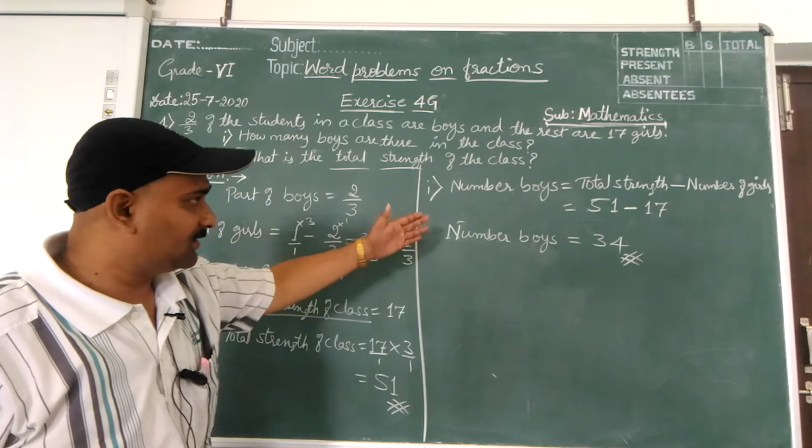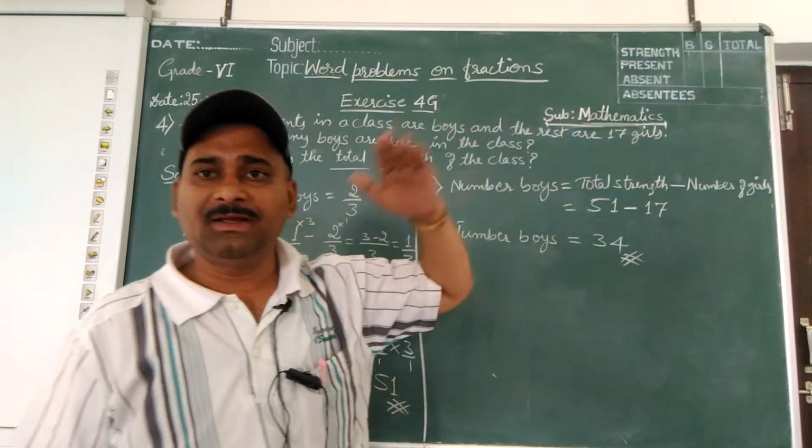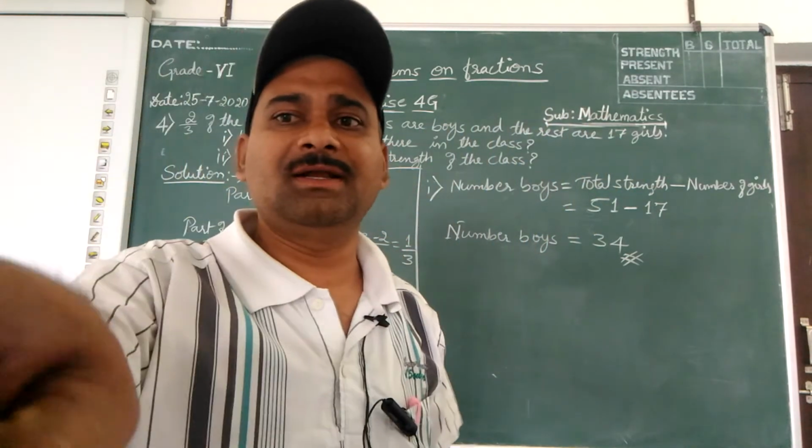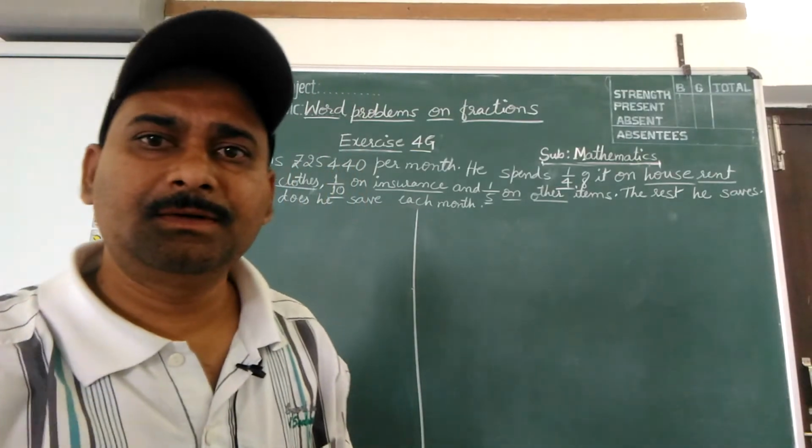So when you subtract the number of girls from the total strength, you will get the number of boys.